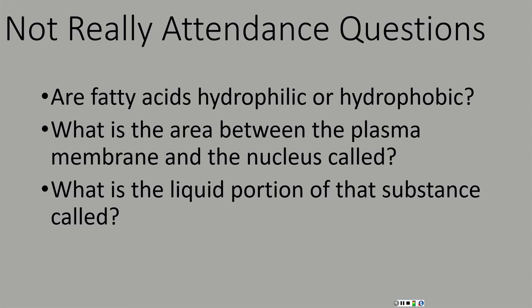Next, what is the area between the plasma membrane and the nucleus called? It's called the cytoplasm, and most of what we're going to be talking about today is going to involve the cytoplasm. Now, some sources list the nucleus as part of the cytoplasm as just another organelle. Some sources list it as its own structure. Our book lists the nucleus as not part of the cytoplasm, but as an organelle, so that's what we will follow. What is the liquid portion of the cytoplasm called? It's called the cytosol.